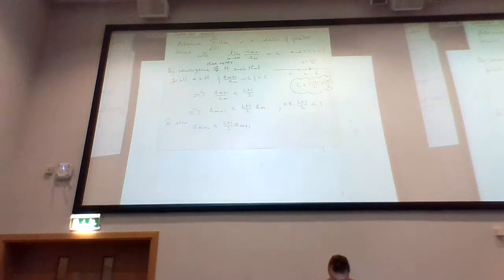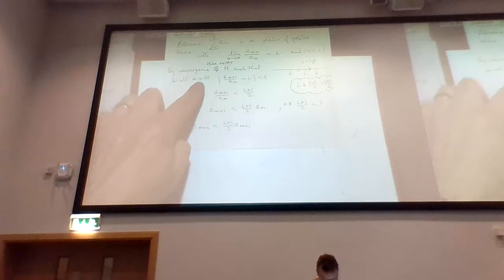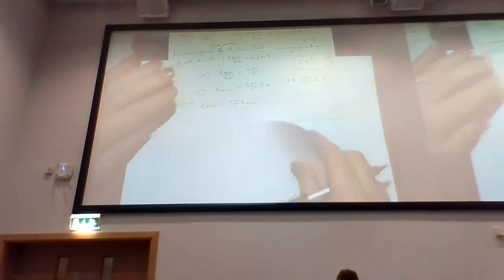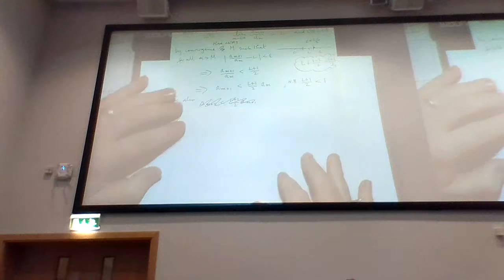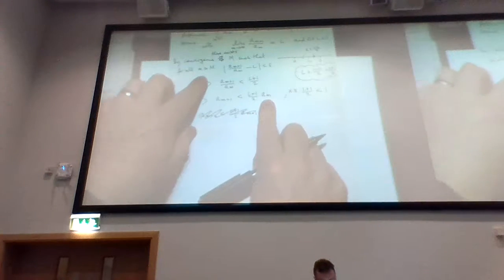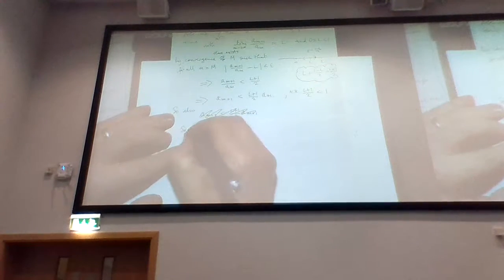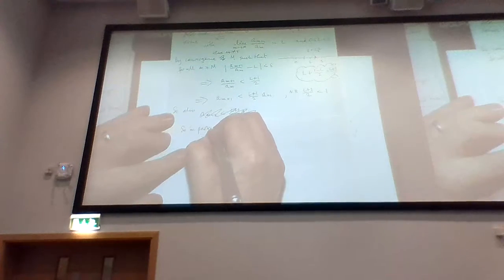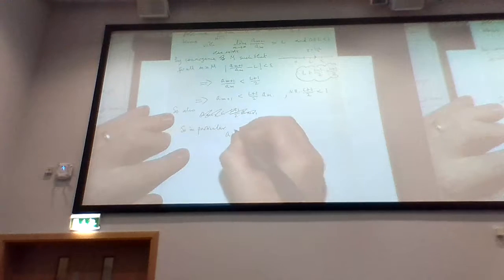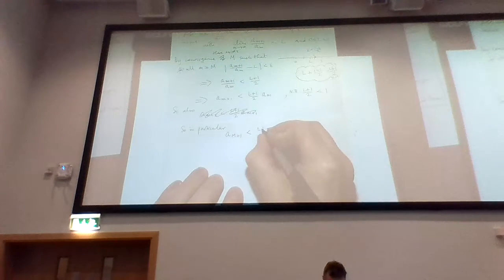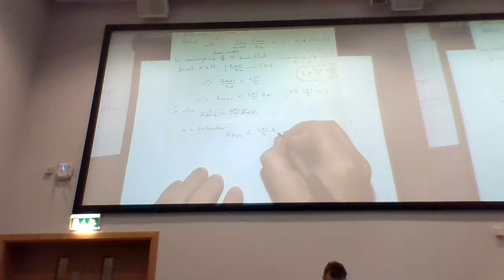Sorry. So this inequality here is true for every little m bigger than or equal to capital M. So in particular, it's true for when little m is capital M. So here's a_{M+1} being strictly less than (L+1)/2 times a_M.